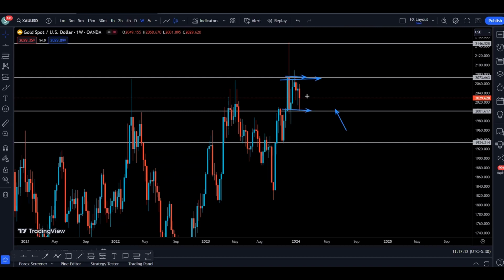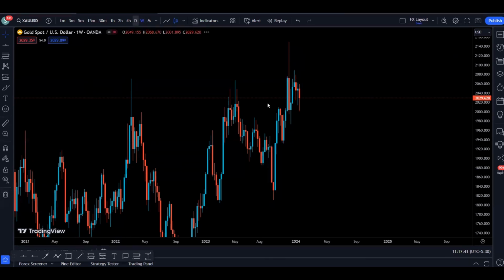Right now we are in a range between this resistance and the support, so we need a breakout on the weekly time frame. If we get a breakout to the upside above this resistance, there will be a higher probability for the price to go to the next resistance. Same thing to the downside: if we get a closure below this support, there is a higher probability for the price to go and retest the next support. We have a clean range here and we have a clean range here. So that is something on the weekly time frame. Now let's see what is happening on the daily time frame.